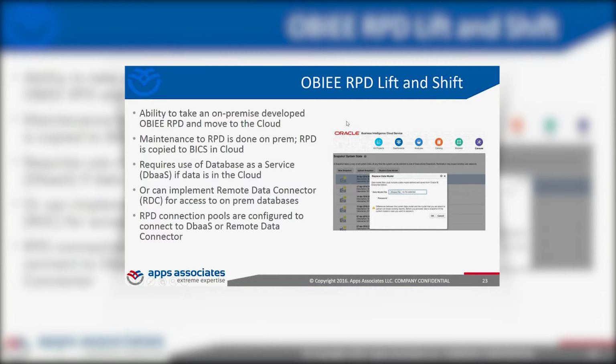Just a few data points on OBIEE RPD Lift and Shift. As I said, this is not just a phrase. This is a full-blown utility that Oracle has put forward to allow people to leverage the significant, in many cases, investment that they have in their on-prem OBIEE RPD. So what this allows you to do is take that on-premise reporting metadata layer and move it to the cloud and have the BI Cloud Service leverage it as well. When you do that, all of the maintenance will run through that on-premise RPD, and then you copy it to the cloud. If you want to use this OBIEE RPD Lift and Shift and your data is in the cloud, then you do need to use Database as a Service. In other words, you can't have the data in Schema as a Service. You have to be using Database as a Service. If your data is not in the cloud, like in this particular scenario, your data is just on-prem, then you would connect to Remote Data Connector.